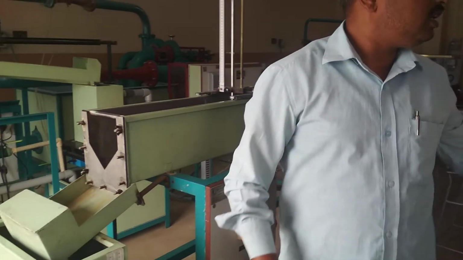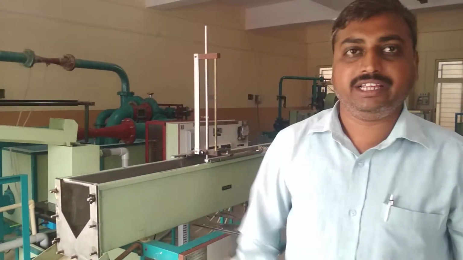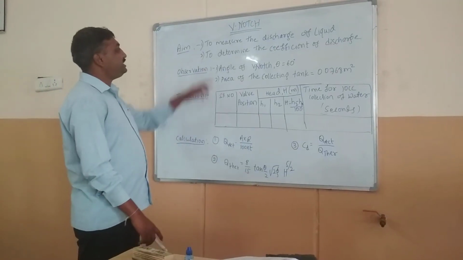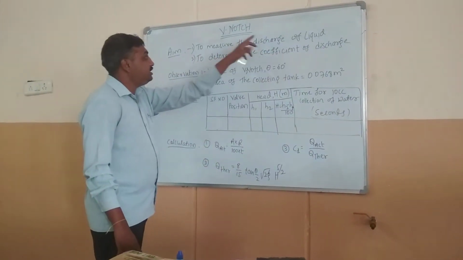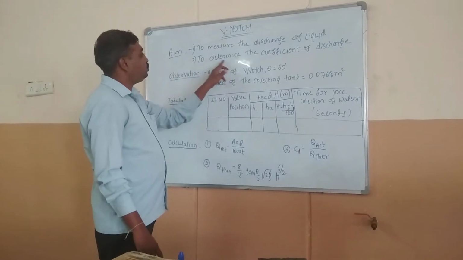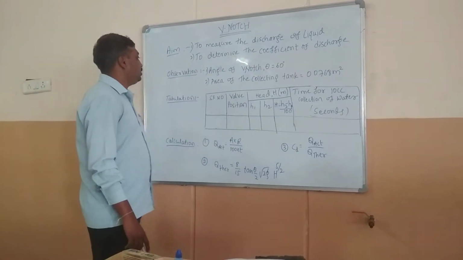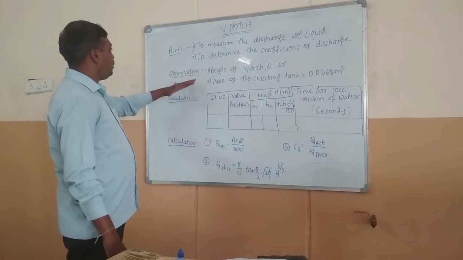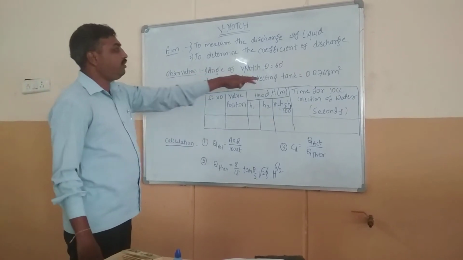Now we will go through the observation, tabulation and calculation. Later we can conduct the experiment here. The aim is to measure the discharge of the liquid, and the second aim is to determine the coefficient of discharge. So we will go through the observation first.